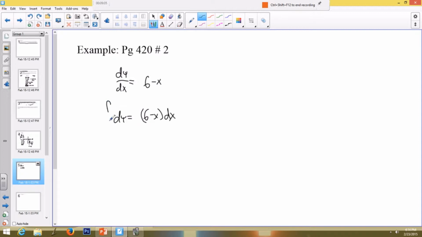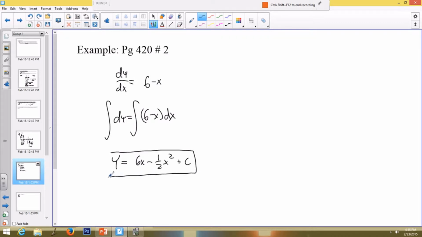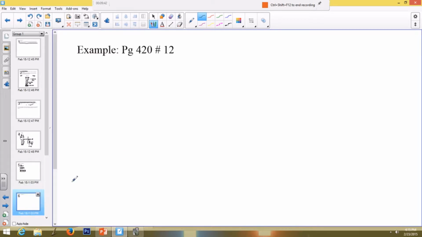And now that I've separated the variables, I can take the integral of both sides. The integral of 1 dy is just y. And then for the integral of this expression, we could do it a couple of different ways, but let's keep it simple and do a simple power rule on each term. So I'll have 6x minus, I've got x to the first, so it's 1 over 2 x to the 1 plus 1, which gives me 2, plus some constant c. Since I'm already at 10 minutes, I'm going to say that is good enough, remembering that you should probably put this in descending order. All right, let's move on to number 12.